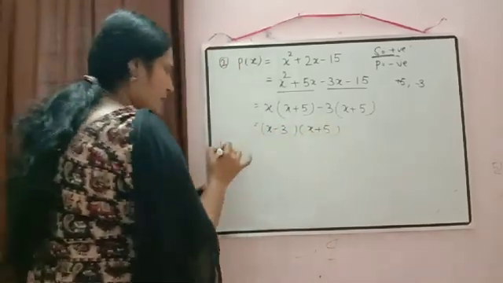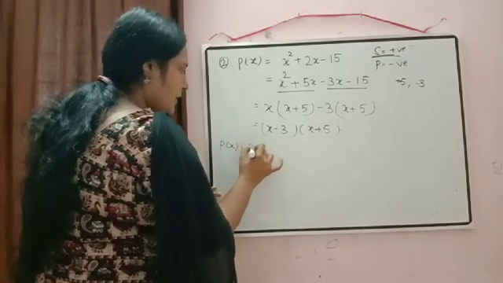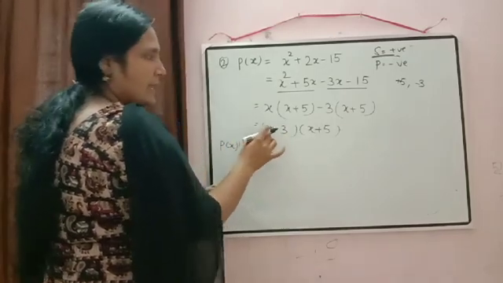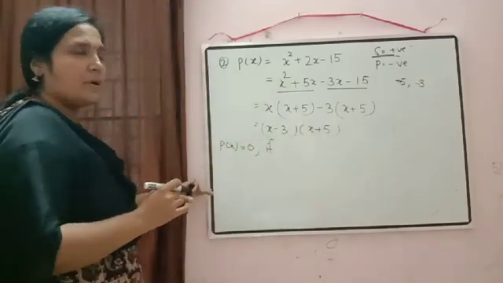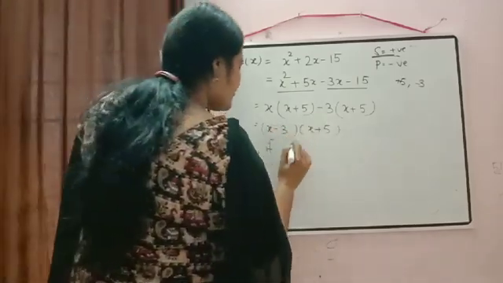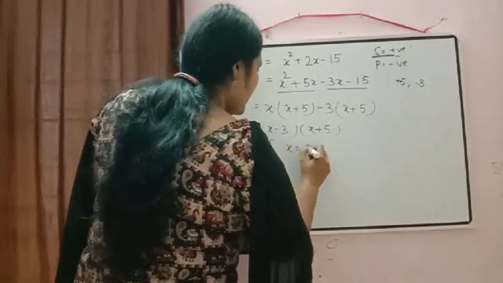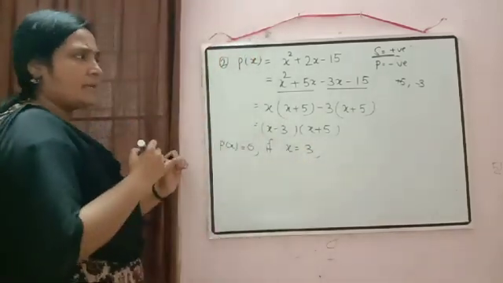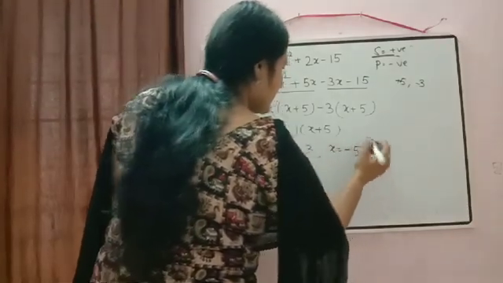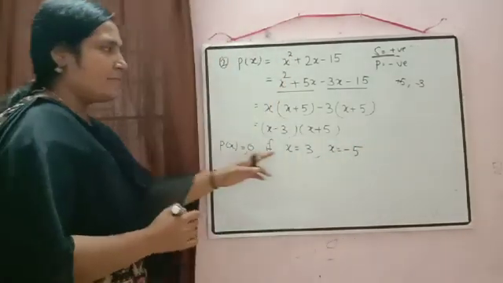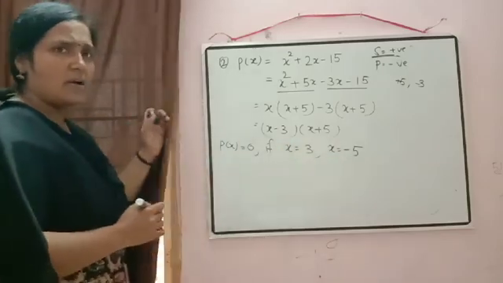So you can write down here p of x will be equal to 0 if either x minus 3 is equal to 0 or x plus 5 is equal to 0. So if x minus 3 is 0, the value of x will be equal to 3. If x plus 5 is equal to 0, the value of x will be equal to minus 5. So these are the two zeros we got here.